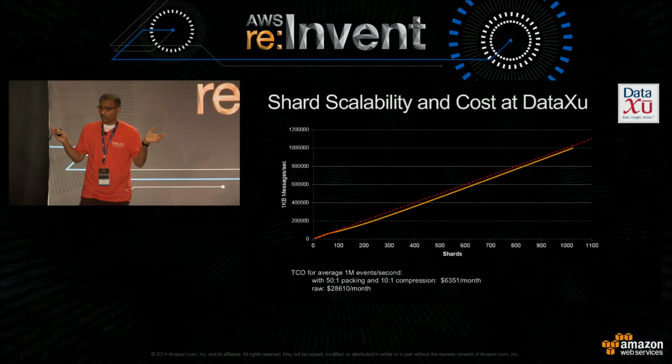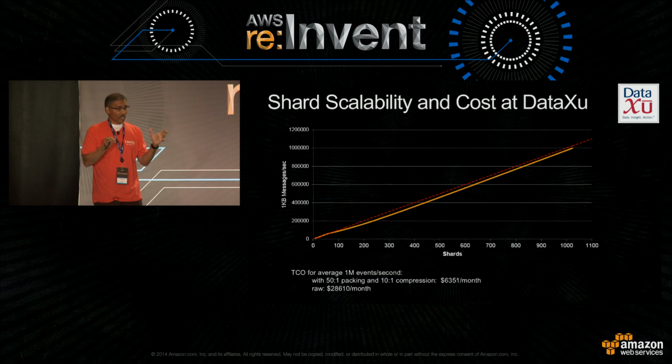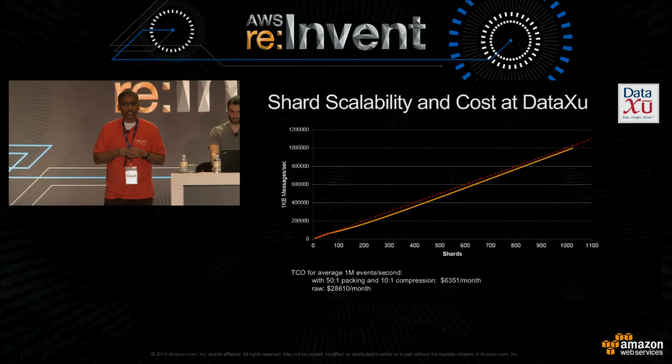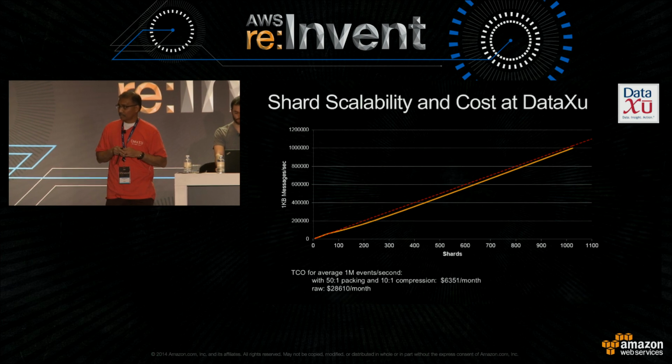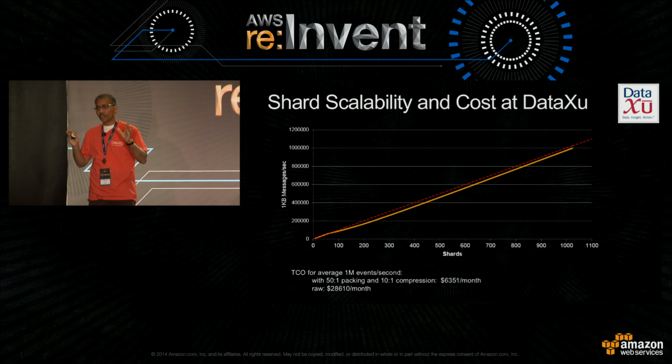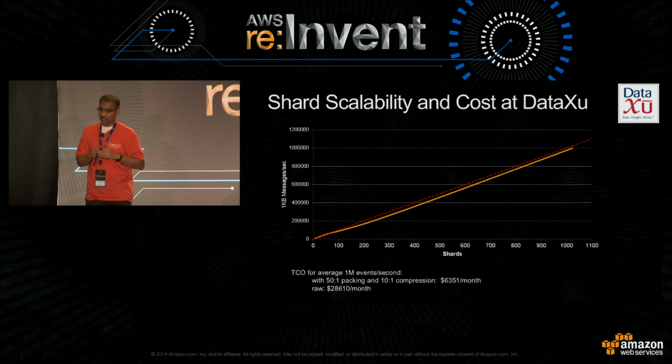And if you didn't do any compression for whatever reason, or it's not compressible, guess what? You'd pay $28,000, which is a small price to pay for sending a million events per second. Step back and think about what a million events per second means. It's 86 billion events a day.